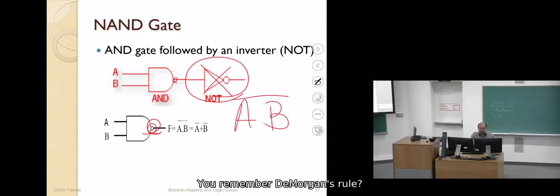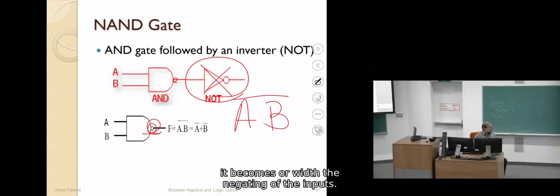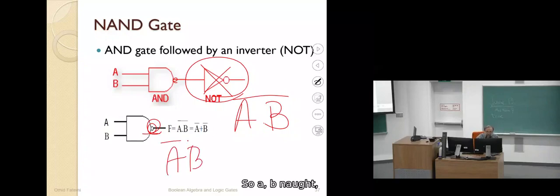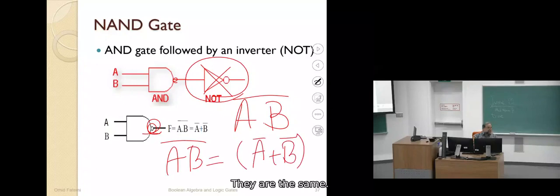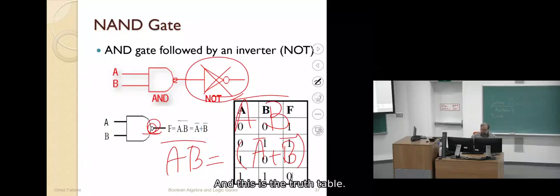You remember De Morgan's rule? We talked about De Morgan's rule. When you negate an AND, it becomes an OR with the negating of the inputs. So (A·B)' , which is a NAND, equals A' or B'. They are the same. So A' or B' is the NAND of A and B. Okay? And this is the truth table.